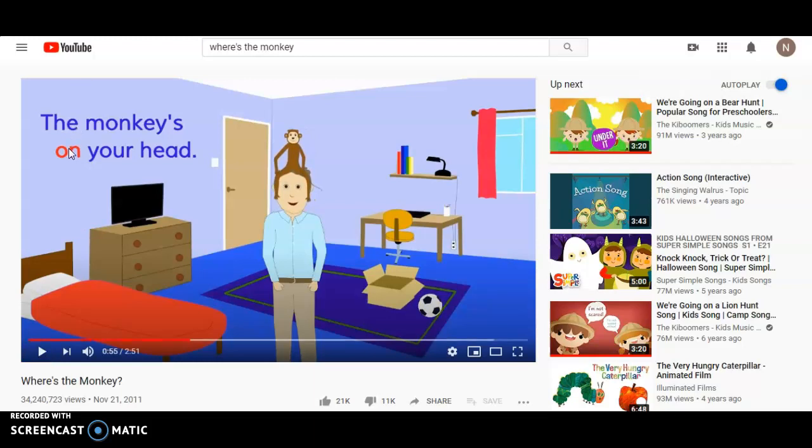Okay, on is another positional or position word. It means he's on the head, okay? Like on top of the head. There's the monkey.